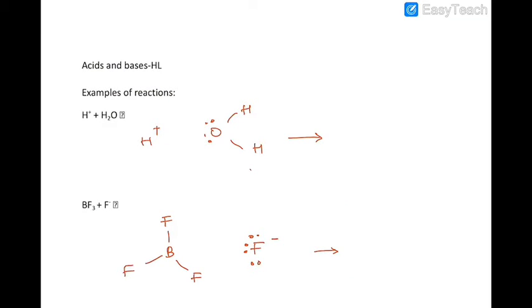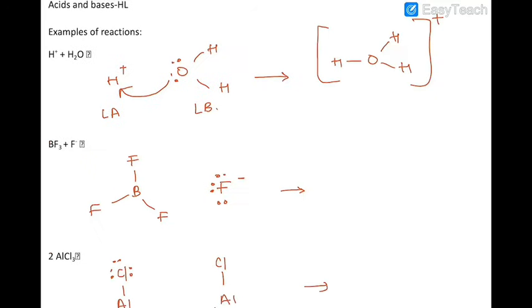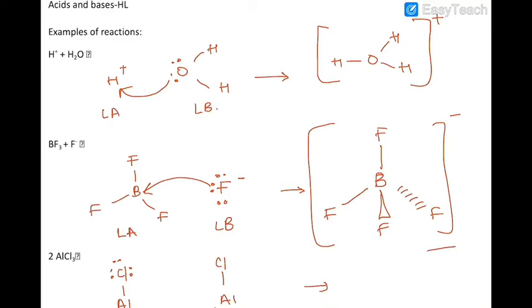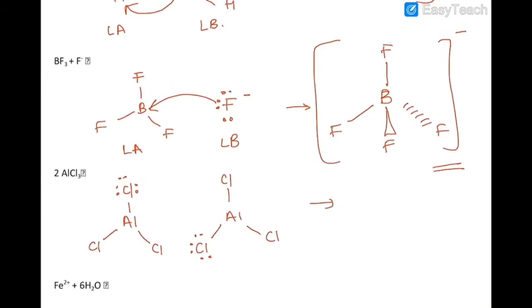Let's see some examples of reactions. You have H plus and H2O. Here oxygen is going to donate an electron pair to H, so this is acting as a Lewis base and this is acting as a Lewis acid. You have H3O plus formed. Second reaction, BF3 and F minus. Here F minus is going to donate electrons, so BF3 is an electron pair acceptor, a Lewis acid, and F minus is a Lewis base. You have the formation of BF4 minus, and I'm showing the shape as well: this is trigonal planar and this is tetrahedral.